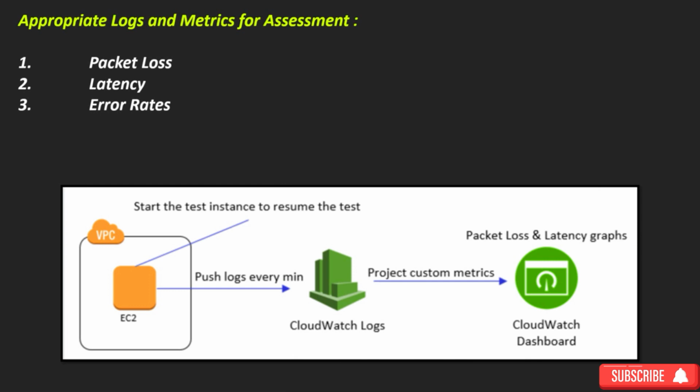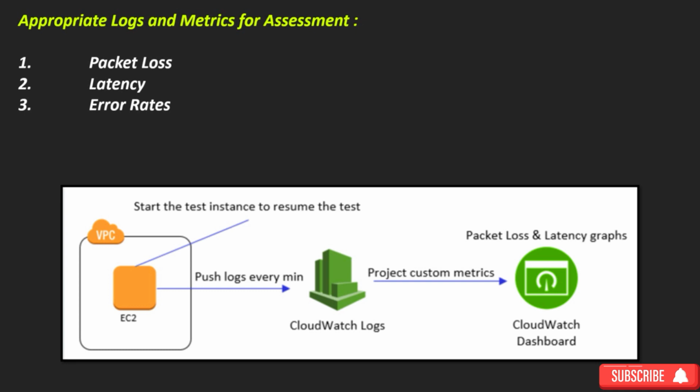Some examples we need to discuss now, starting with packet loss. Identifying packet loss is essential for diagnosing connectivity issues. Tools like CloudWatch can provide real-time data on packet loss, helping administrators pinpoint the problematic areas in the network. What about latency? Monitoring latency is a very important key to assessing the responsiveness of the network. High latency can lead to sluggish performance, and understanding its causes is vital for optimization.